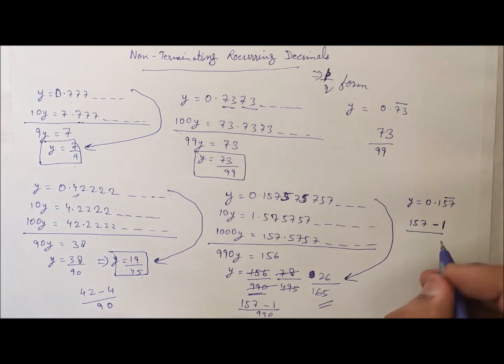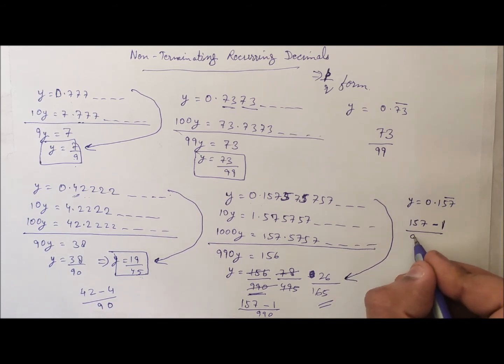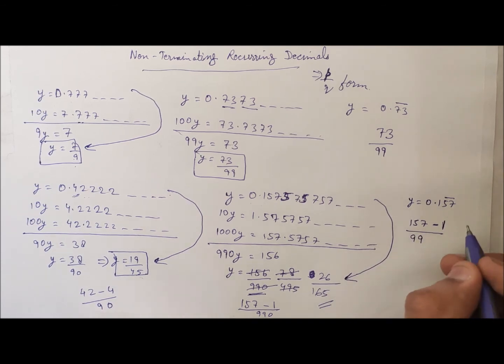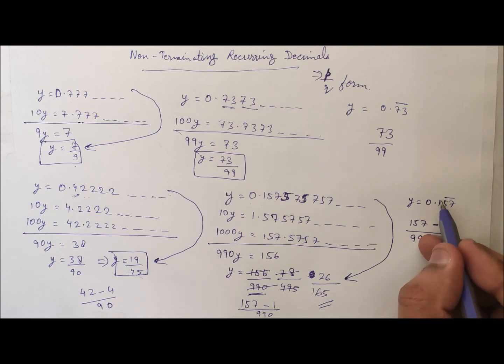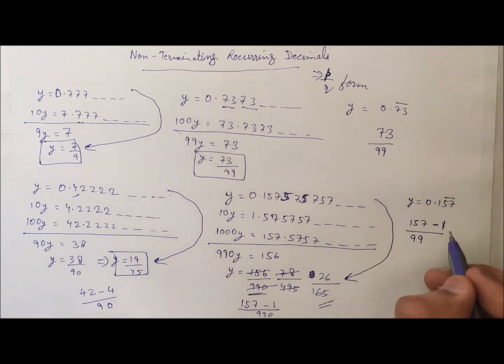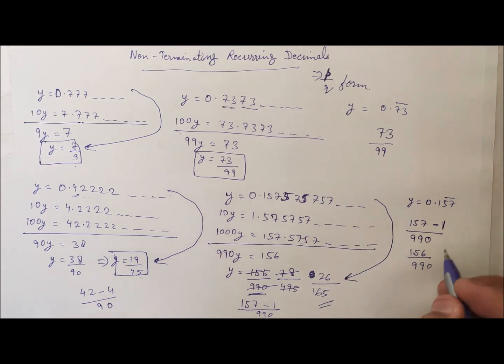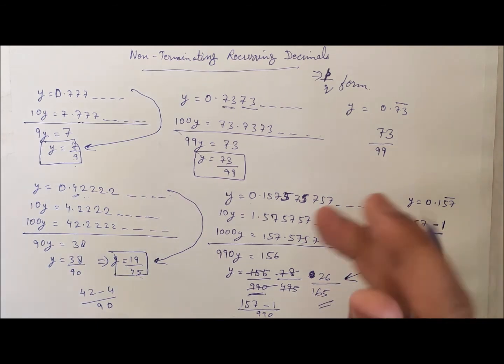Divided by 9s for the number of digits being repeated. 2 digits are being repeated here, so I put 2 9s over here. And since there is a single digit, the number of digits that need to be eliminated is 1, so I put a single 0 over here. I get the answer as 156 by 990, and in the reduced form, this would again come out to be 26 by 165. So that's how to go about such questions.